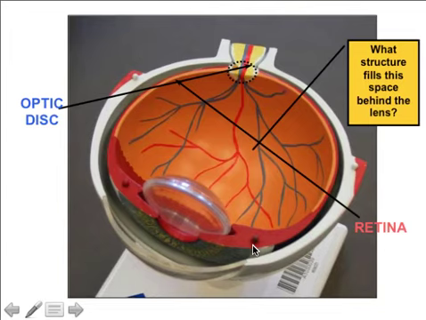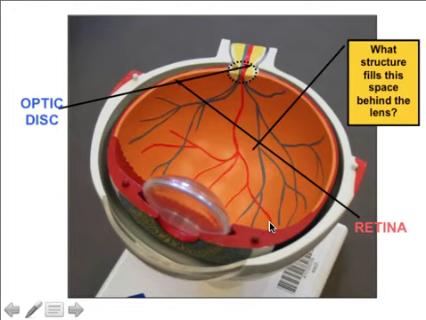Now, a couple of things about the retina while we're looking at this view. There's only two places where the retina is physically attached to the eyeball. One place is this little sort of sawtooth border here. This is called the ora serrata, and this is the anterior attachment of the retina to the eyeball.